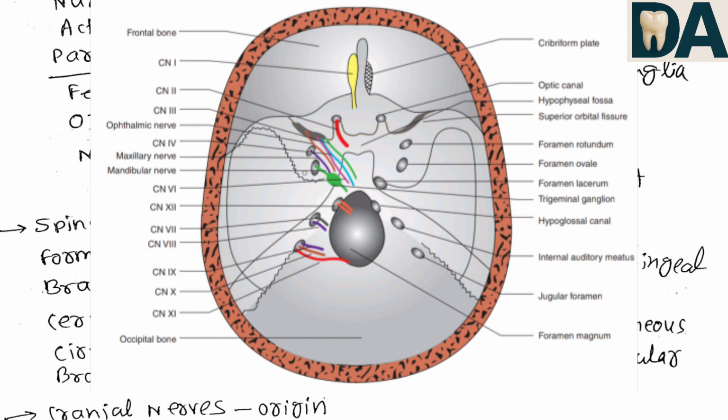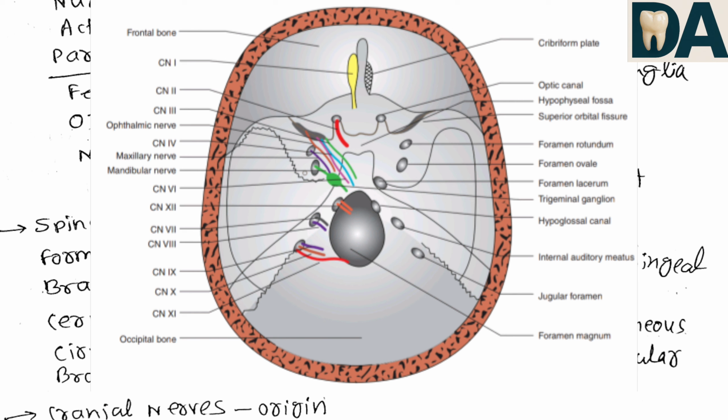There are 12 pairs of cranial nerves in all, each designated by a Roman numeral. The numbers indicate the arrangement of the nerves from the anterior to the posterior direction. The first and second pairs arise from the cerebrum, whereas the remaining 10 pairs originate from the brainstem. The cranial nerves may be motor, sensory, or mixed.